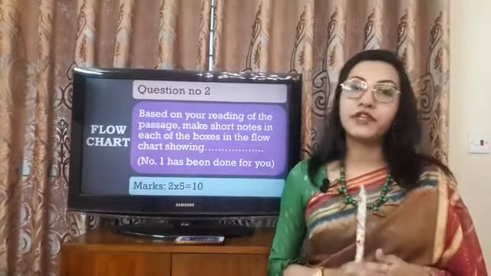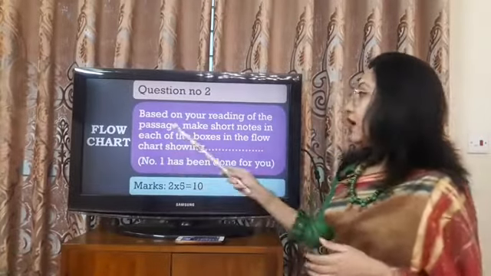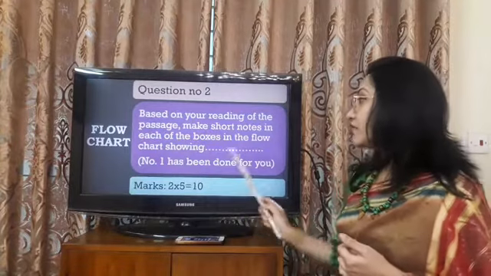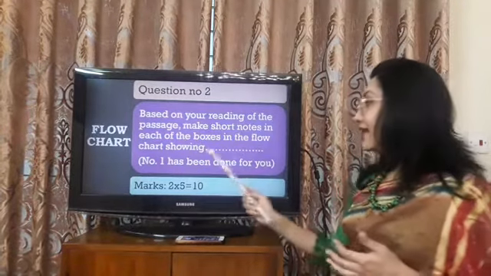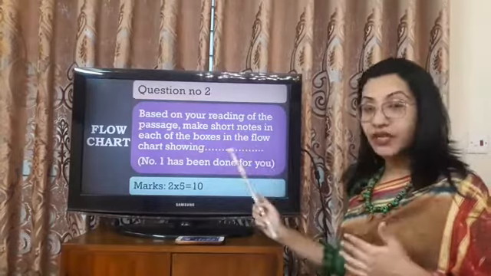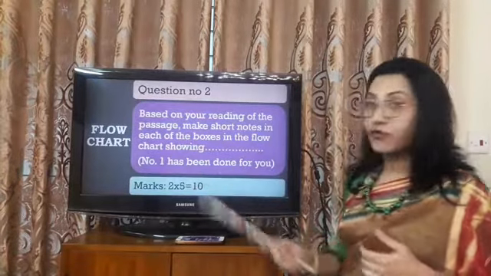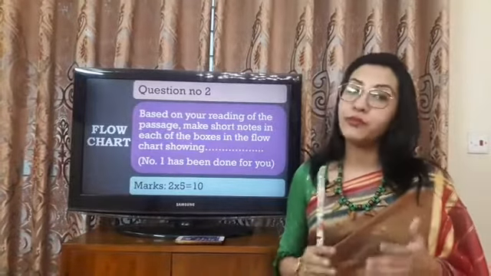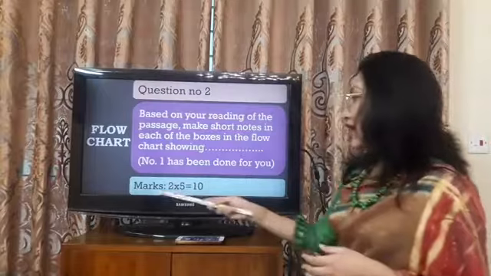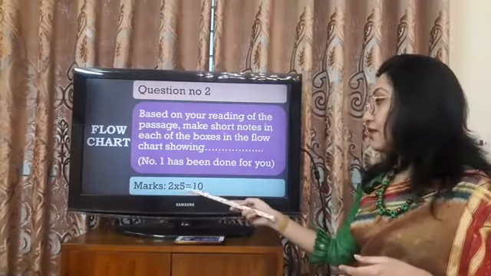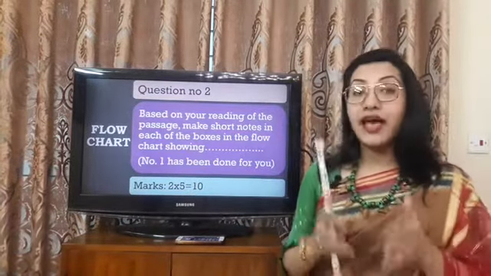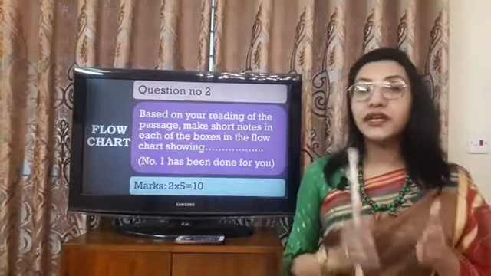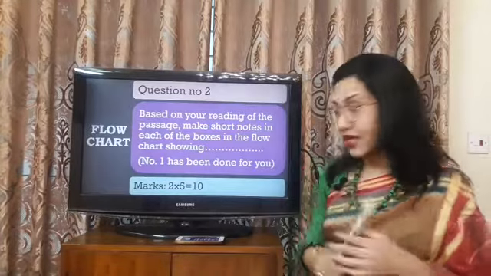Flowchart will come in our first paper in question number 2. What is the instruction that will be given? Based on your reading of the passage, make short notes in each of the boxes in the flowchart showing, and then the topic is going to be given here. One has been done for you. Of course, it will be based on a seen passage. This passage is going to come from the book that is given by NCTB. And what is the mark? Mark is 2 multiplied by 5, that is 10. So we are going to have 5 separate boxes, and for completing each box correctly, you are going to get 2 marks.